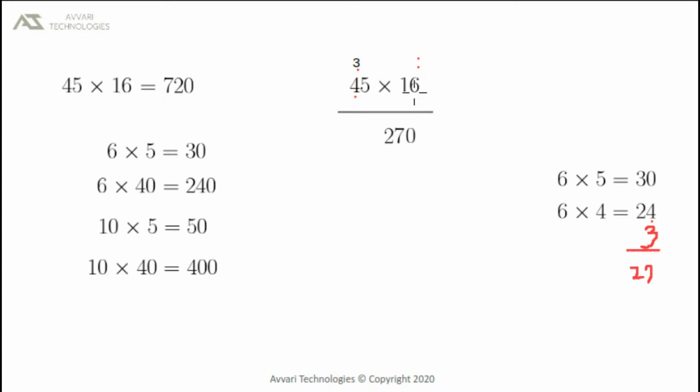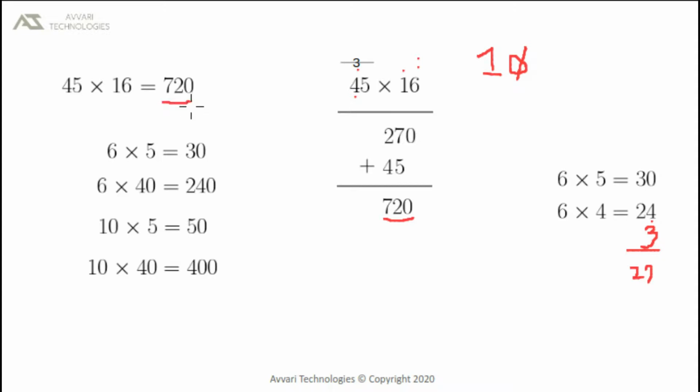Next we will move on to the 10th place of the multiplier. In the 10th place we have 1. 1 into 10 is 10. We will discard the number to the right of the 1. We will discard 0. We will just consider 1. So 1 into 5 is 5 and 1 into 4 is 4. We will add these two numbers. We will get 720.